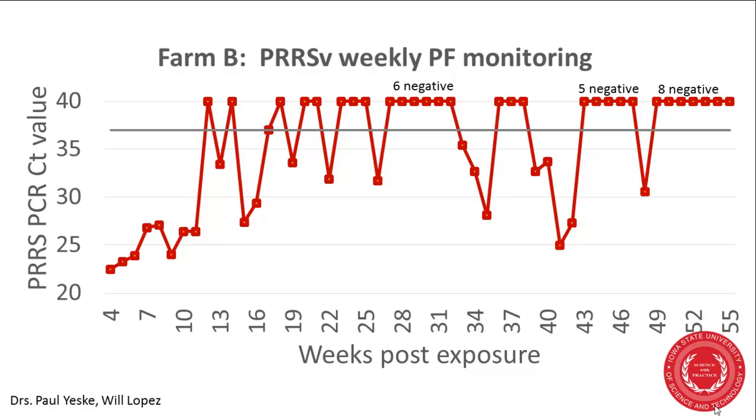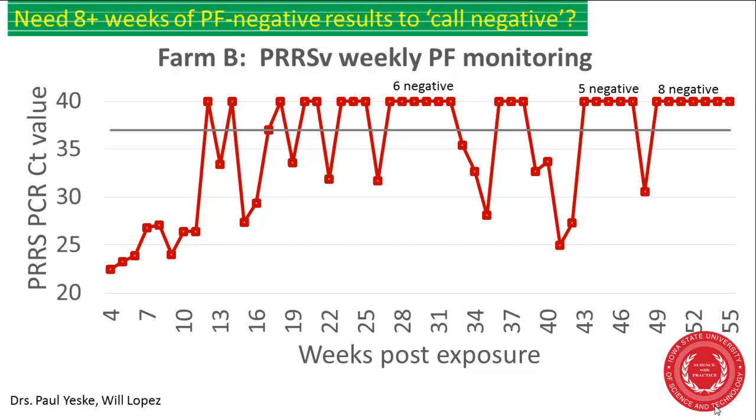Here's a different farm from the same group showing that even 5 or 6 consecutive weeks of processing fluids tested by PCR doesn't really represent that the virus circulation is gone at the farm. The virus may still be there. So you need over 8 weeks. We're going to come back to that number in a little bit.